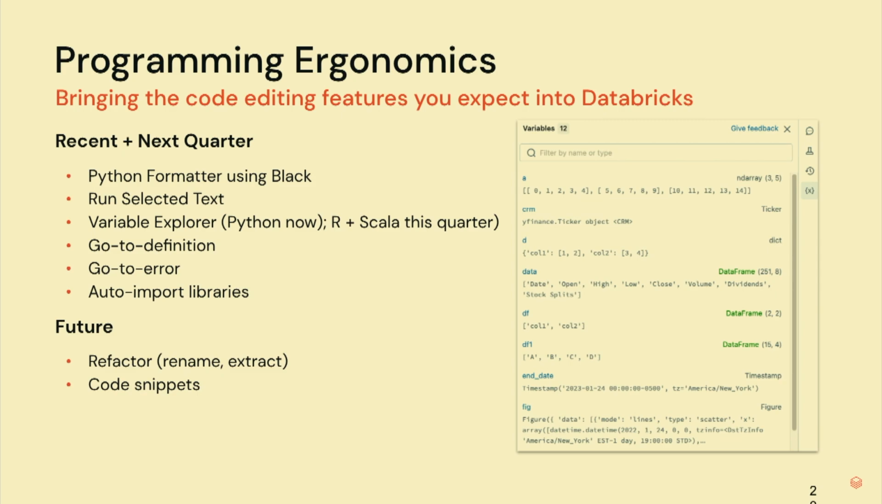Go to definition, go to error, auto-import libraries. But my favorite is this screenshot that's on the right-hand side. It's like a variable explorer. Like, what variables have I put into the REPL? Super, super helpful, so I can see what's there, what it was made up with, where did I do it. Very, very, very helpful.